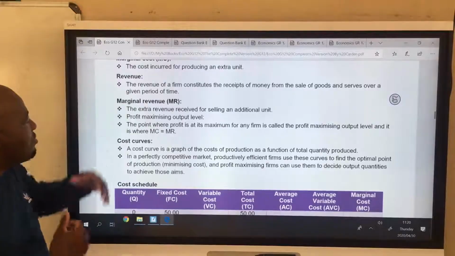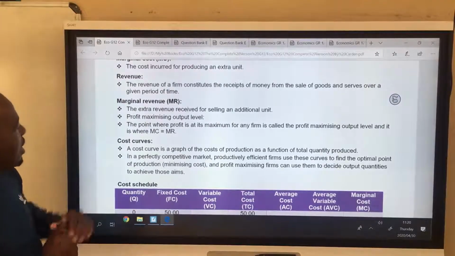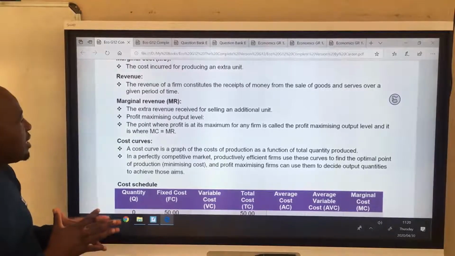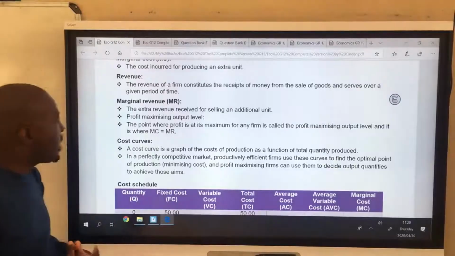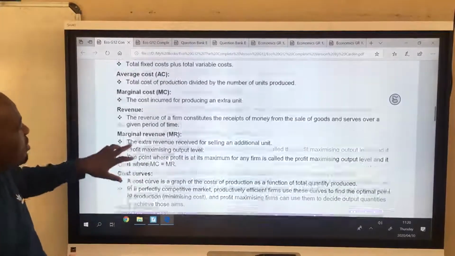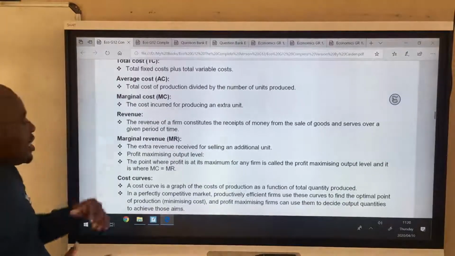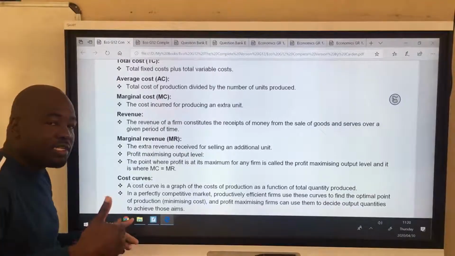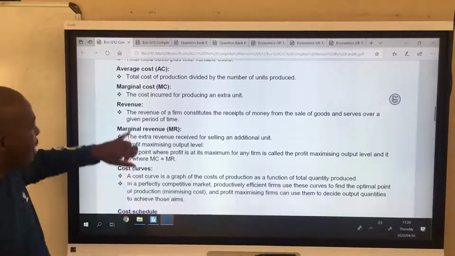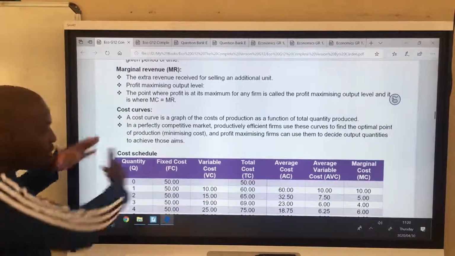Right, the next one is revenue. Revenue, I will draw a different table and explain it there. But revenue is the money that you get. That's your income. The next one is marginal revenue. So marginal revenue is just like marginal cost. It is the money you get for selling one additional unit. Here is the cost incurred for producing one additional unit. Then cost curves, it's all of them.